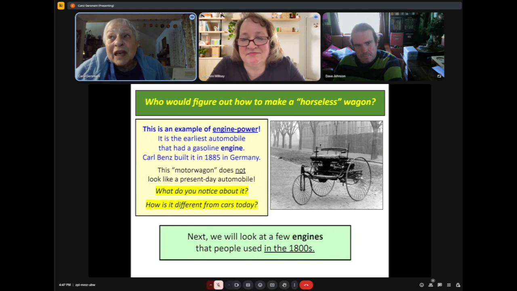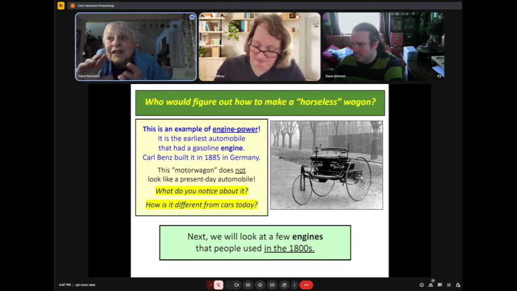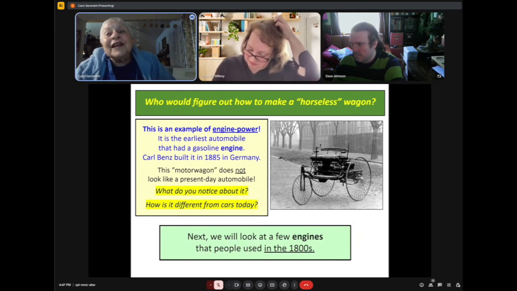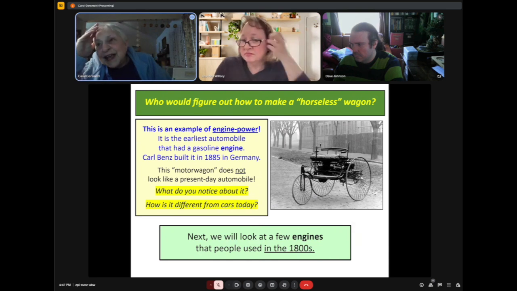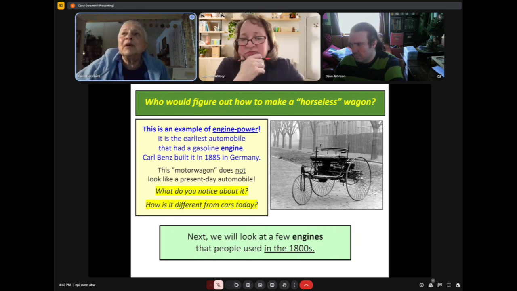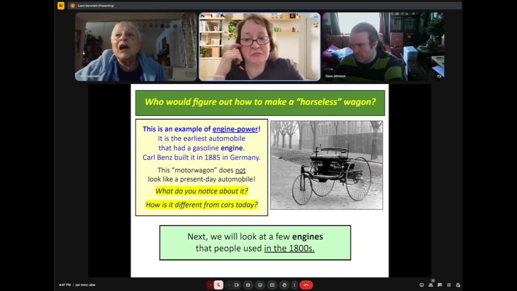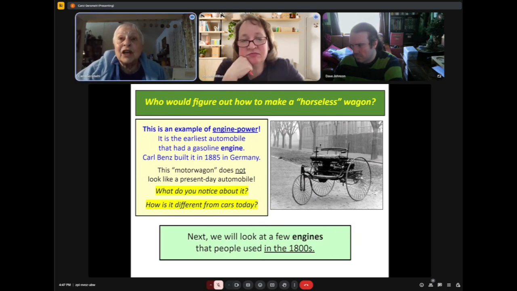Instead of using pedal muscle power, Mr. Benz hooked up his small gasoline engine using a bicycle chain. And I don't know if we'll have time to show that, but you'll also be able to show students how a bicycle chain, that kind of chain, makes things go.